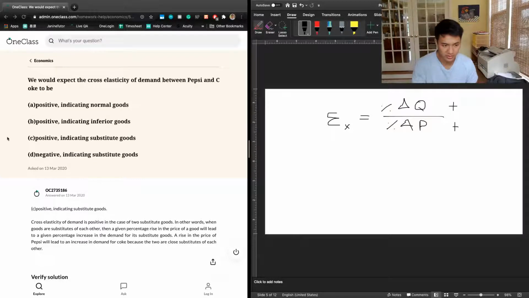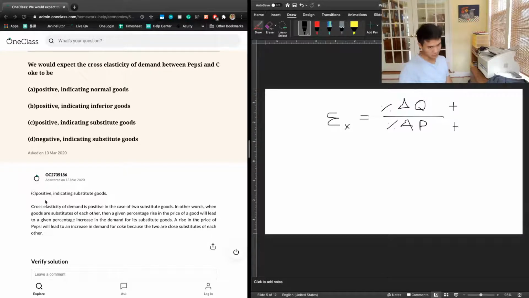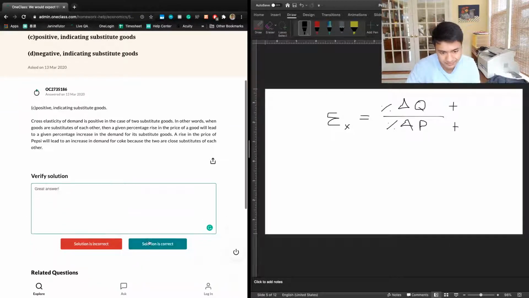So let's take a look at the previous tutor's answer. They also said C. And they said the cross-elasticity of demand is positive in the case of two substitute goods. In other words, when goods are substitutes of each other, then a given percentage rise in the price of a good will lead to a given percentage increase in the demand for a substitute good. A rise in the price of Pepsi will lead to an increase in demand for Coke because the two are close substitutes of each other. Great answer. And that kind of covers all our bases.